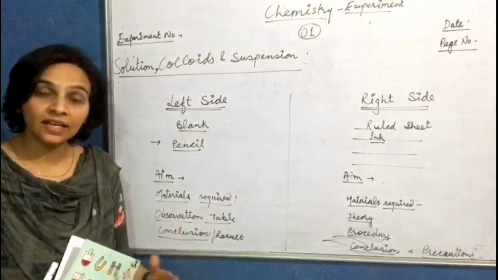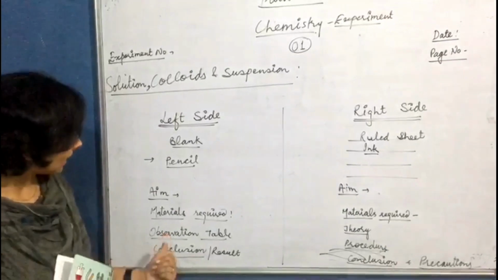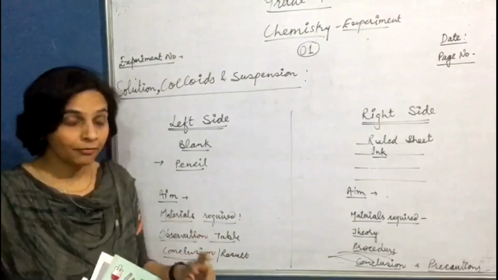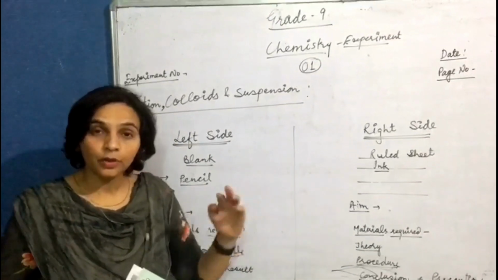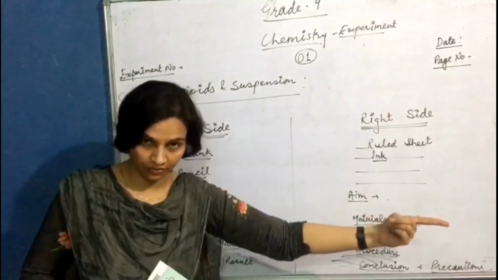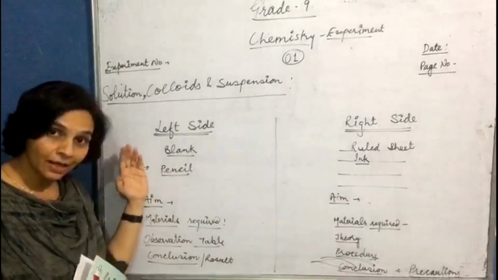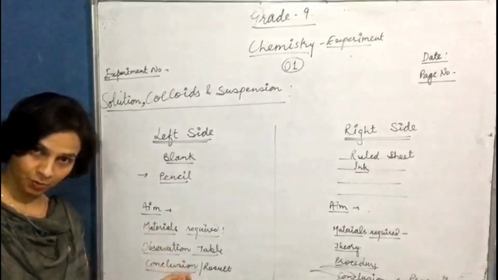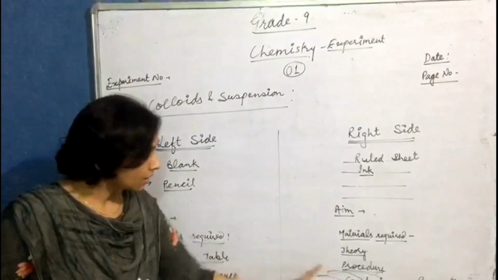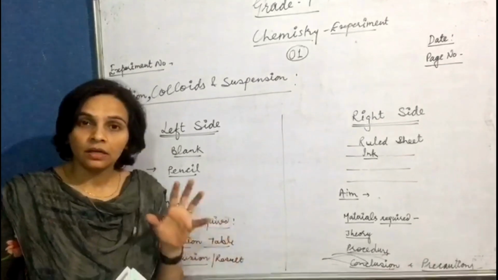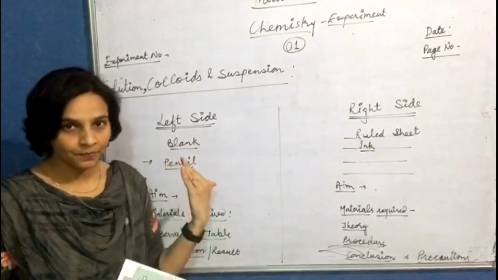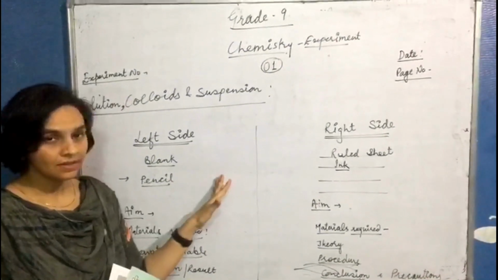Fine. At left, aim, materials required. Observation table if it is there along with the calculation. And then conclusion or result. Please mind it, if at right side you are covering suppose 3 pages, conclusion is written on 3rd page, and at blank side you are writing conclusion at 1st page. So please try to avoid such kind of discrepancies. Conclusion on both sides must be just opposite to each other. Fine. So these are some basic instructions.